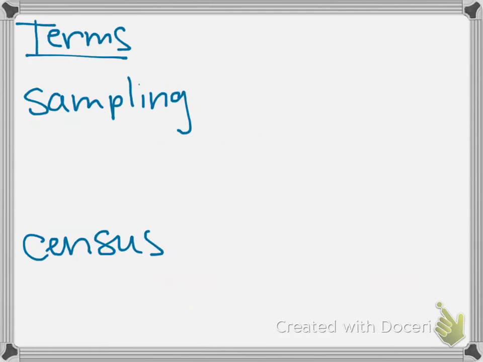Even more terms to talk about. So sort of related to the idea of a population and a sample is the idea of sampling versus conducting a census. If we are sampling a population, of course that would mean we are taking a sample from the population. So that means we're just studying a part of the population in order to gain information about the entire population. So again, we're looking at a sample.